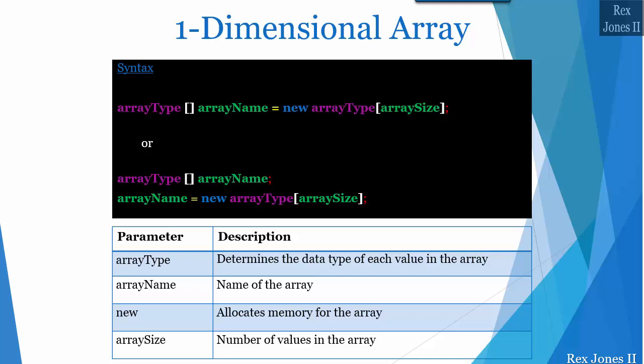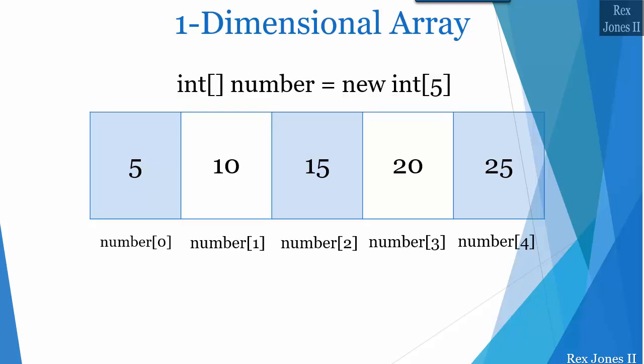This declaration operates just like an object declaration. Therefore, it has a two-step process. First, we declare an array reference variable. Second, we allocate memory for the array. Here's an example of a one-dimensional array. It has space to store 5 values. The first value is stored at number 0, and the last value is stored at number 4.